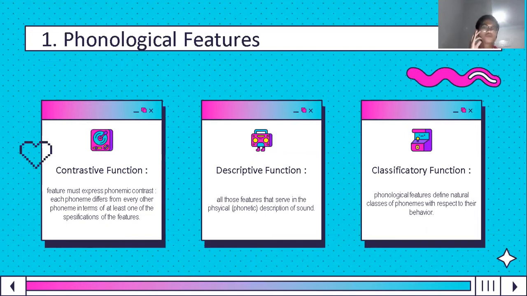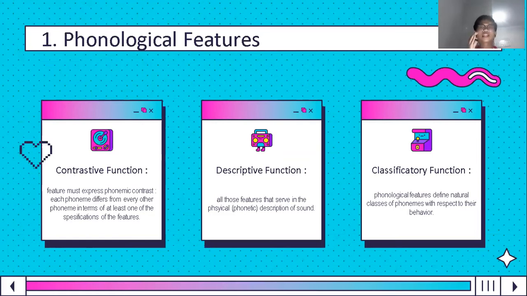The second is the descriptive function. In this function, we need all these features that serve in the physical or phonetic description of sound. It should be transparent with regard to phonetic correlates.